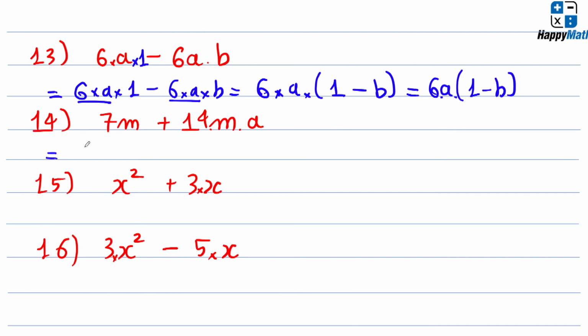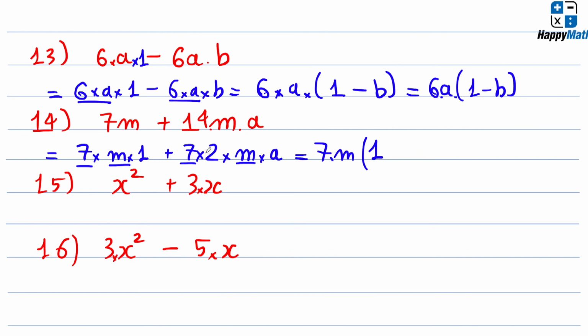Okay, question 14. I've got here 7 multiply m multiply 1. Another one's 14. 7 multiply 2 multiply m and multiply a. So what is the common factor? I've got 7, yes, I've got m also. So I take 7m outside. And inside the bracket, you've got 1 left. The second one, you've got 2 and a. So plus 2a in this expression. Yeah, we're done for this question.